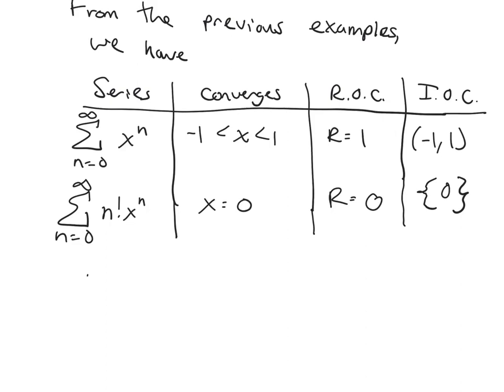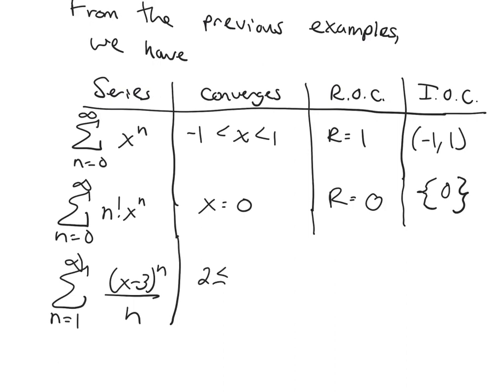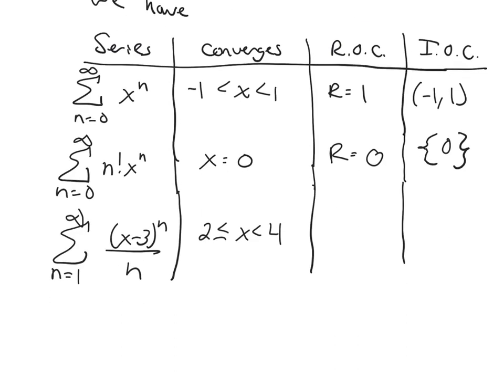Okay, and then we saw this example. This was the next one we did last time. (x minus 3) to the n over n. We said it converged when x was between 2 and 4, including 2. So I mentioned this one earlier. I drew the picture. Our radius of convergence was also 1. And I write that as an interval. What would my interval be? 2 to 4. Bracket, parentheses, yep.